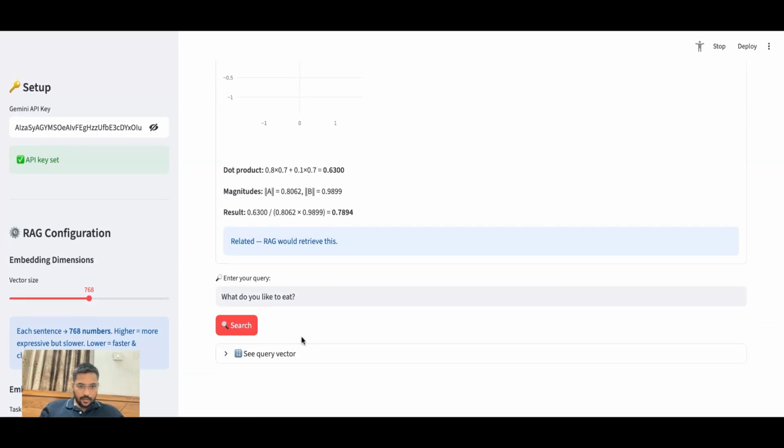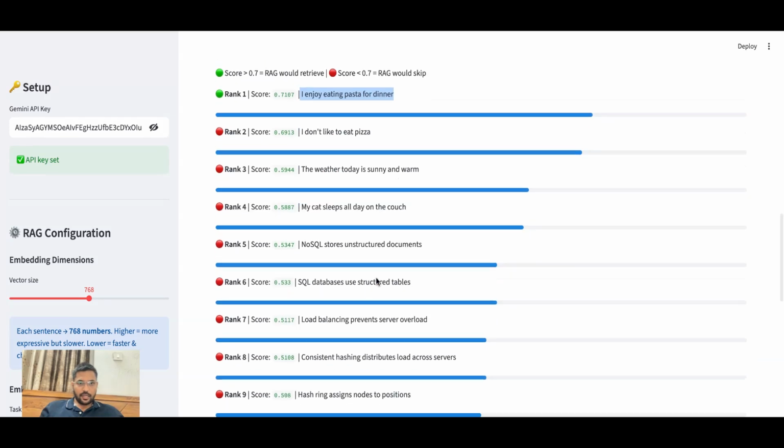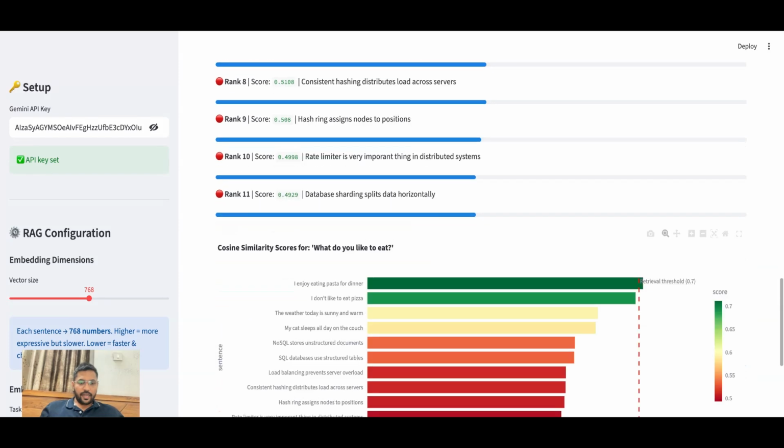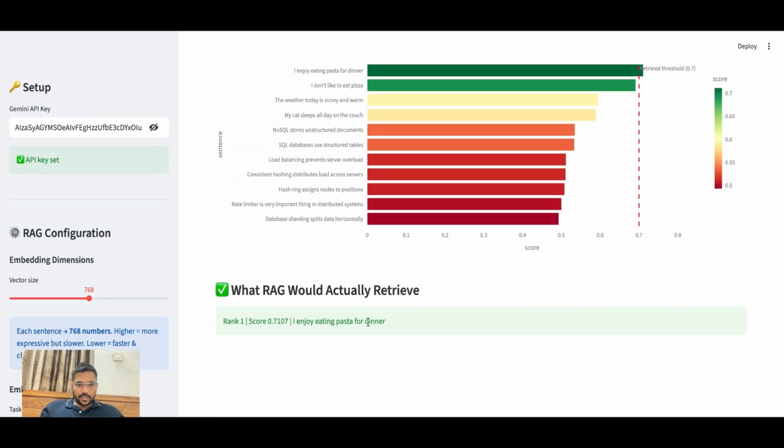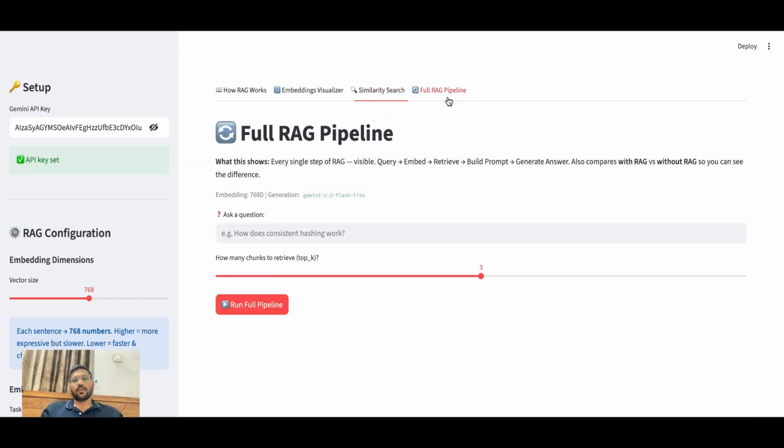Okay, we saw that based on the rank, this is "I enjoy eating pasta for dinner." This is the text which we got from the database. So the next stage is what we will see in the full RAG pipeline.